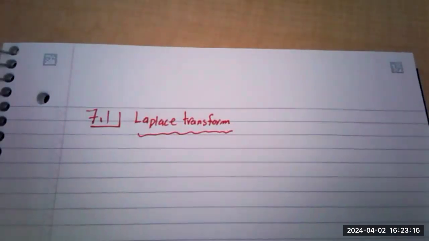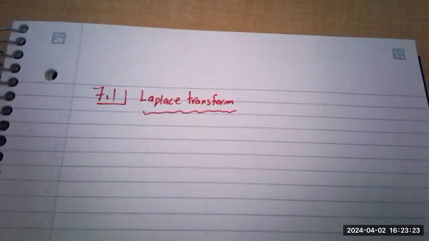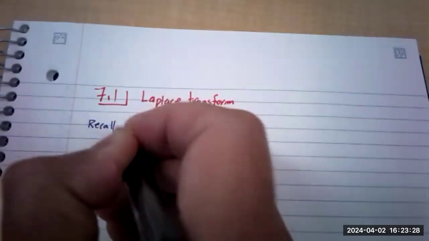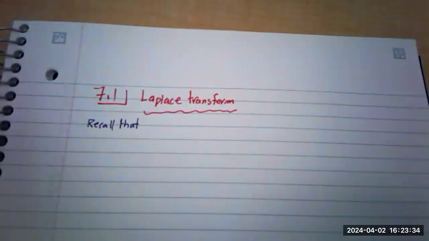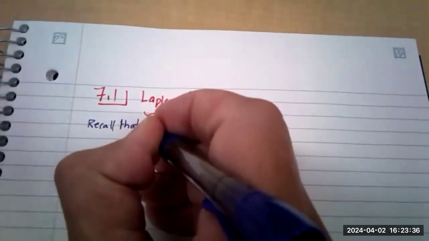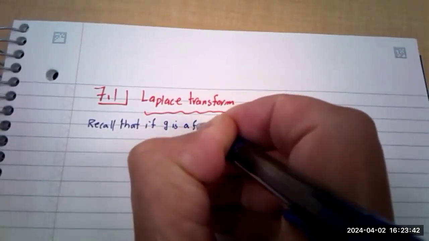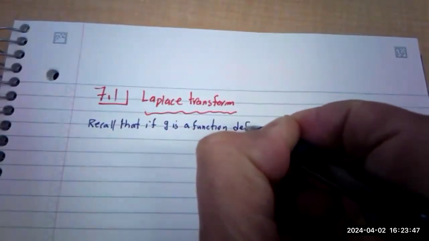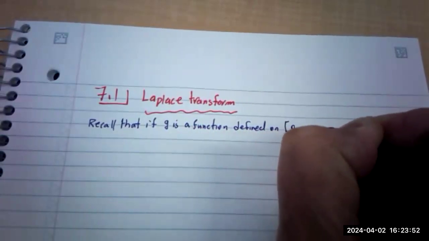Okay, that's it. We need the improper integral, so we will recall that one first, from calculus two, because we need that one through this chapter. So recall that. Find the infinite integral. Recall that if g is going to be a function, it's going to be a function defined for positive numbers, zero and positive infinity.